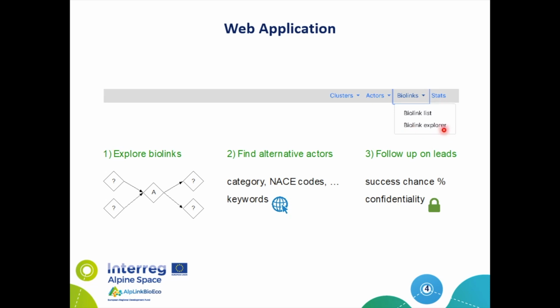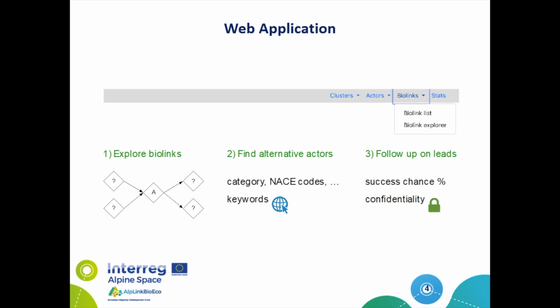One of these elements is brand new. It's called the Biolink Explorer. It's actually the first step where we select one of our actors and then ask the system what other actor could provide me with the inputs for this particular activity and who could use my outputs. If I found something interesting, I have one biolink, I start with that, and afterwards I can use the tool for finding alternatives both for the actor A and the actor B.